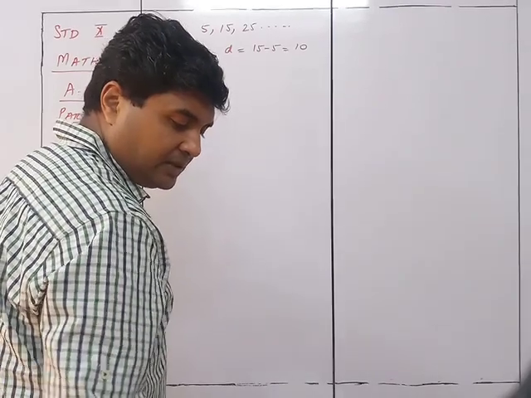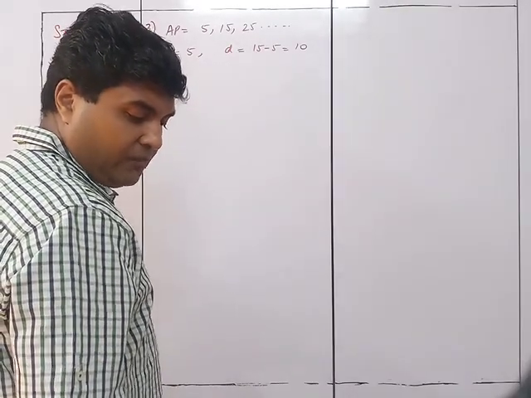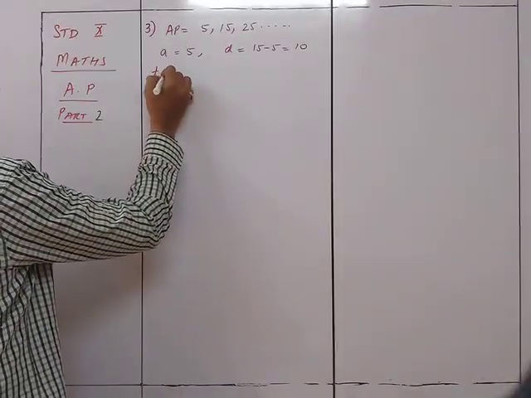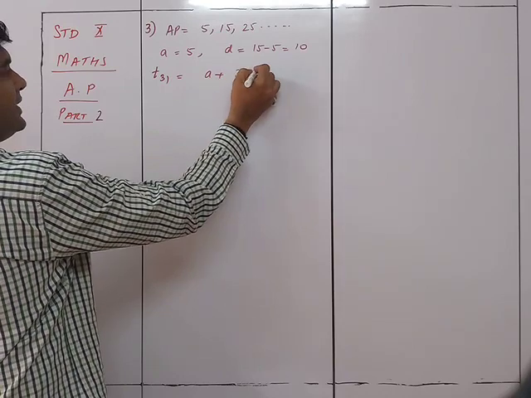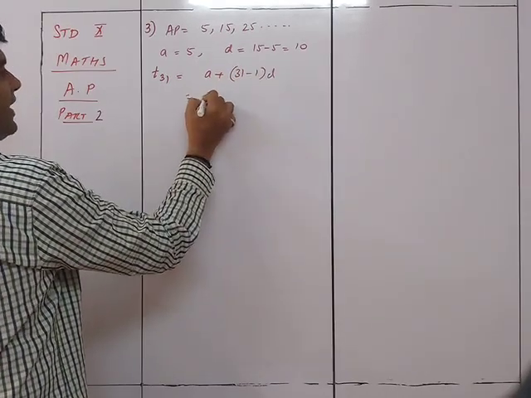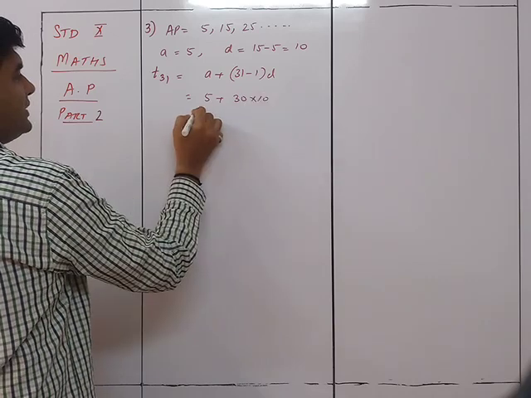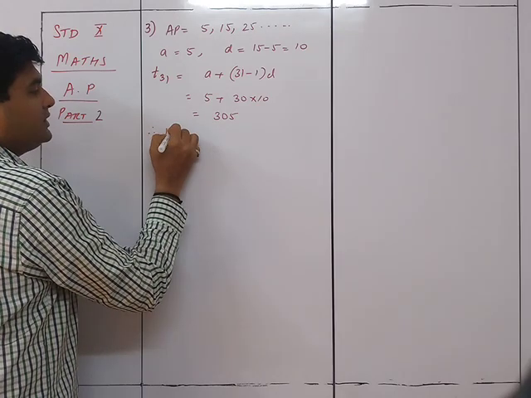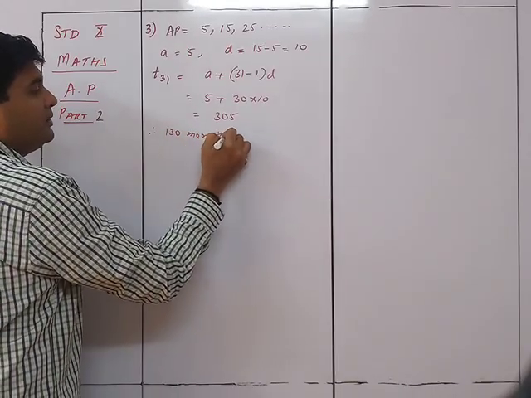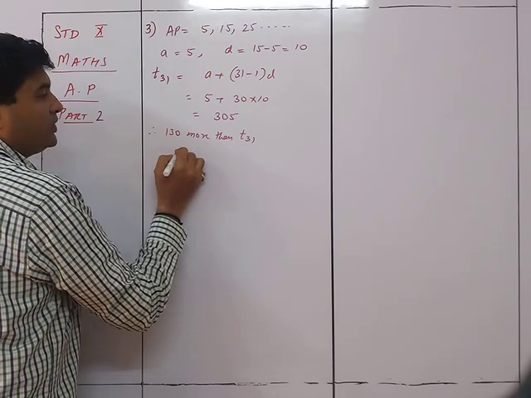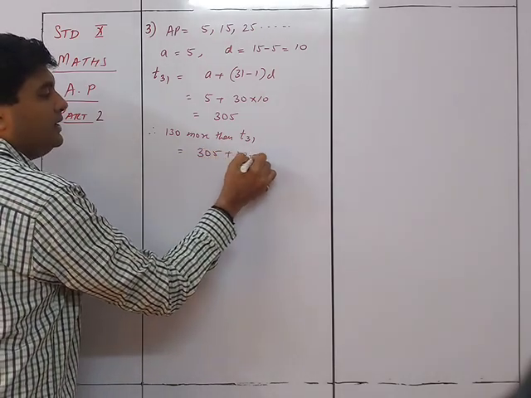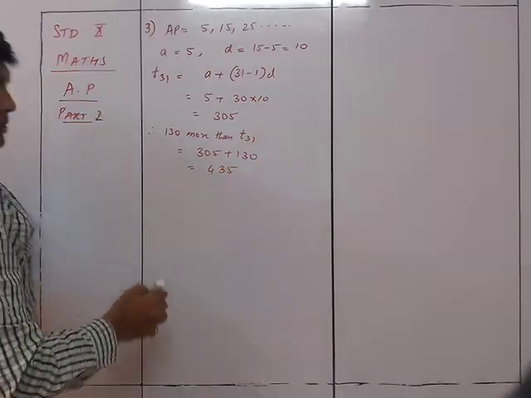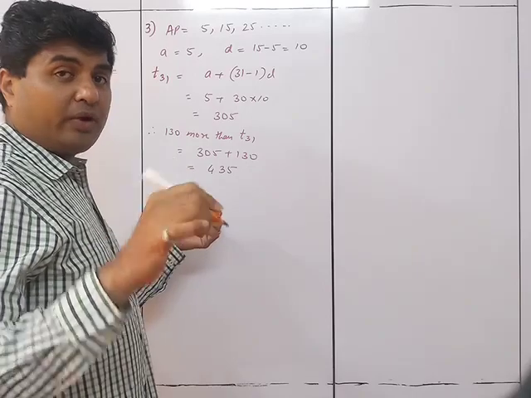They have told us which term of the AP will be 130 more than the 31st term. So you know that the 31st term will be A plus 31 minus 1 into D. So that will be 5 plus 30 into 10. So that is going to be 305. Therefore, 130 more than T31 is equal to 305 plus 130. That will be 435. So this 435 is the term value we need to find out the position of.